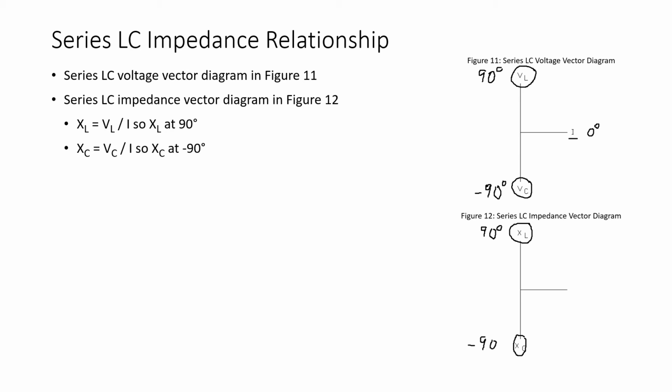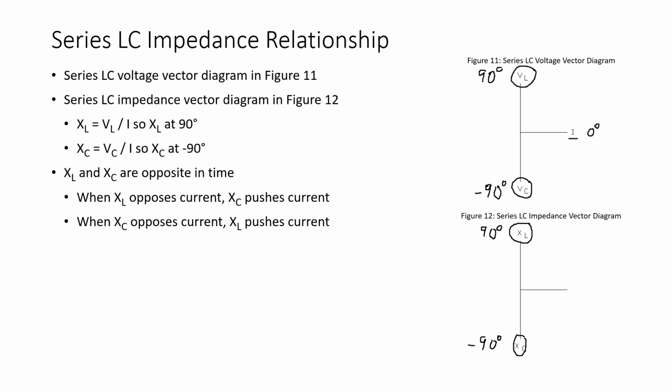So looking at these vector diagrams, we see that X sub C and X sub L are opposite. And this is opposite with respect to time. And what this means is that when X sub L opposes current, X sub C is pushing current. And when X sub C opposes current, X sub L pushes current. Sort of like the push-me, pull-you creature from the Dr. Dolittle movie.